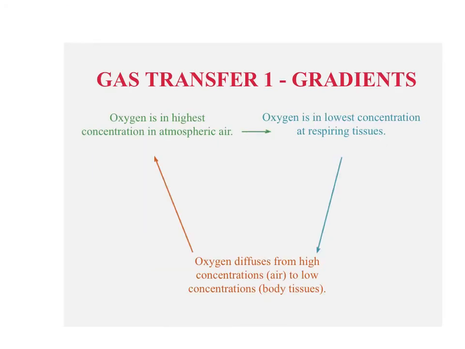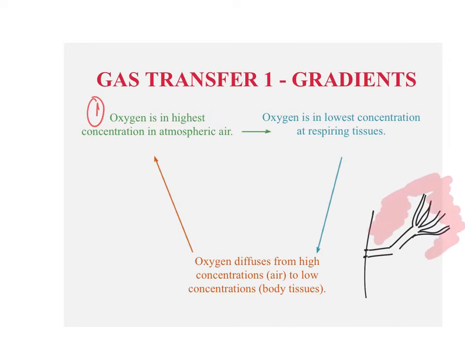Now here we've got a gas transfer gradient flow chart diagram. We're going to take it from the top left corner with the green words. The oxygen concentration is highest in the atmospheric air and lowest at the respiring tissues. So if we take our diagram, I'm going to do a horrible sketch again. We've got the spiracles there, the trachea, moving down into the tracheoles. I'm just going to do one side of it to make it a little bit easier. Then we've got the body tissues, or the body fluid, bathing the ends of those tracheoles.